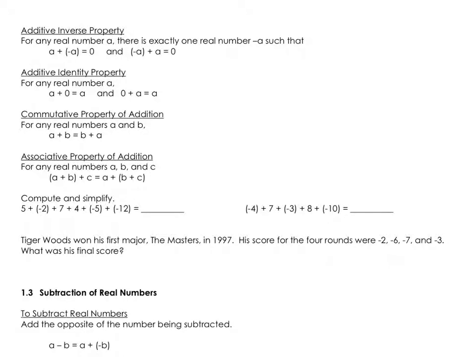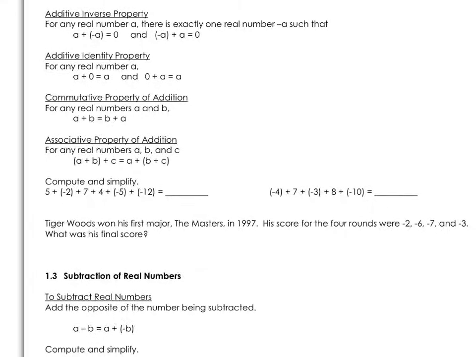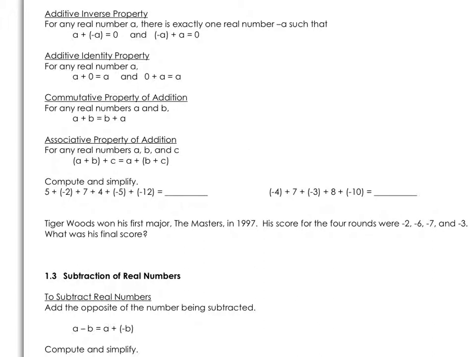Our properties that we will be studying: the additive inverse property. For any real number a, there is exactly one number negative a, such that a plus negative a equals 0, and negative a plus a equals 0. So if you add a number and its opposite, you get 0. And that opposite is also called the additive inverse. Additive identity property: a plus 0 and 0 plus a both equal a. So if you add 0 to a number, you still get the same number.